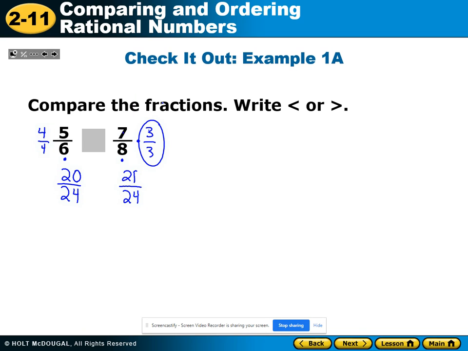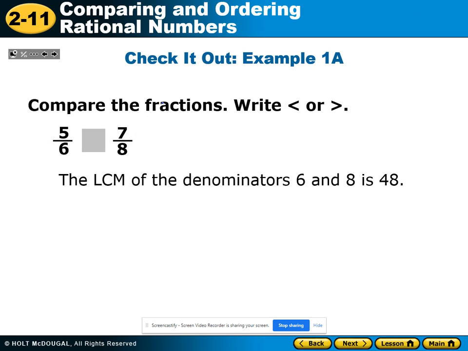All right. When we do that, then, we can compare them and see that 21 over 24 is greater. 7/8 is my greater number. Remember, fancy 1, fancy 1. We're not really changing anything. We're just expanding the fractions, making them look different. They still mean the same things. All right.